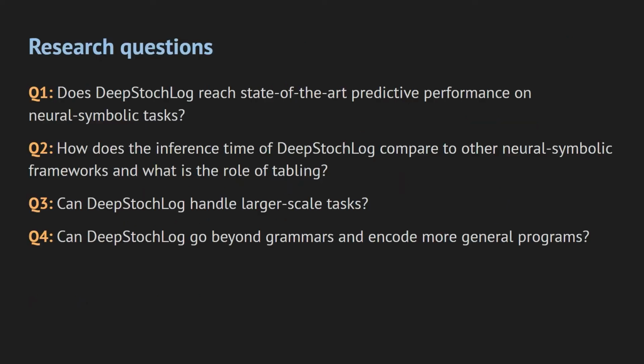We performed several experiments to answer 4 research questions. We wondered if DeepStochLog was able to achieve state-of-the-art performance on neural-symbolic tasks. We wondered if it was indeed faster than other neural-symbolic frameworks, and if the SLG tabling really mattered for this. We wondered if DeepStochLog can handle larger-scale tasks than other frameworks, and whether or not DeepStochLog is limited by its grammar-like structure and notation, or whether it can encode more general programs.